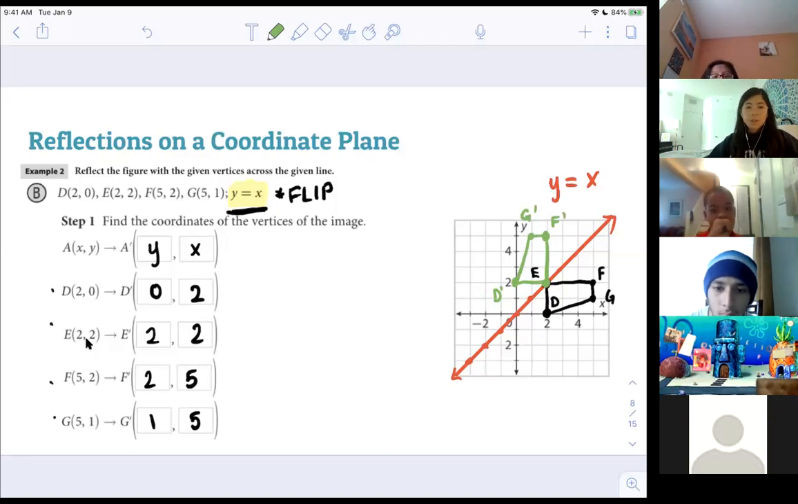If you're having trouble seeing the reflection, like I've been saying, rotate your head until you're looking at it straight up and down. That way you can visualize it a little bit better. Do I have any questions on this type of reflection?